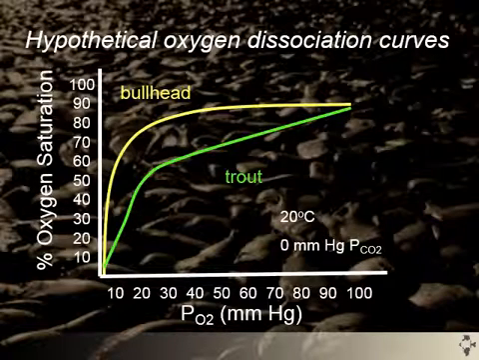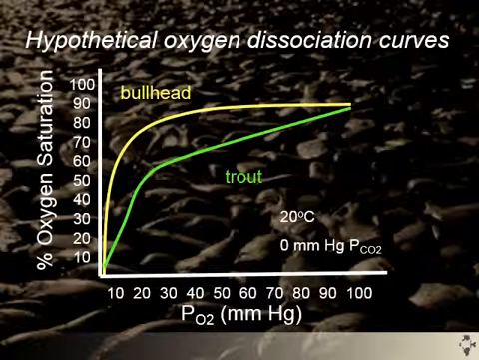And that is true, but there's a disadvantage to that in the sense that the hemoglobin from the bullhead is very sticky and has a very high affinity for oxygen. That makes it advantageous in terms of oxygen acquisition from the environment, but it makes it somewhat disadvantageous in terms of delivering that oxygen to the tissues that need it.